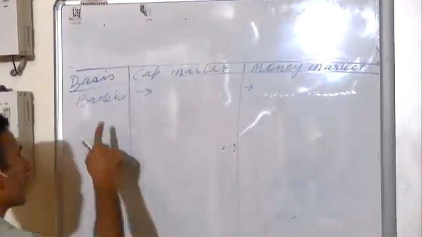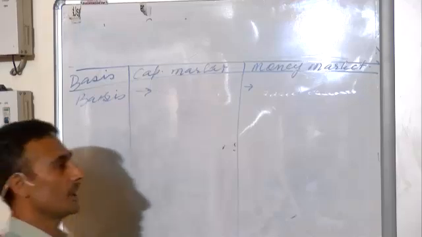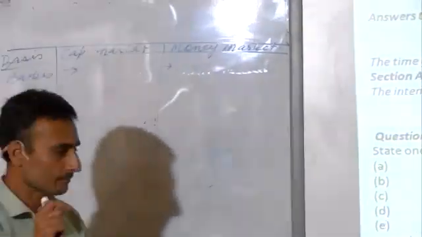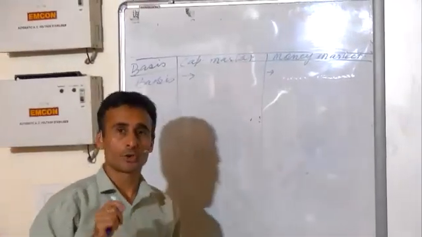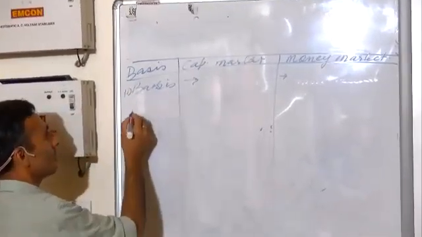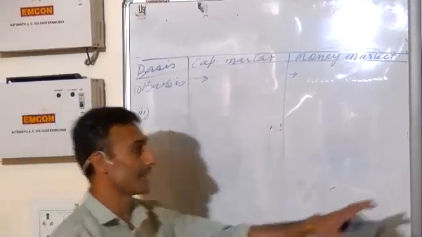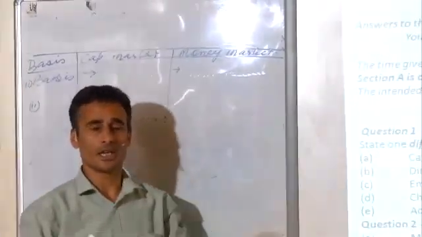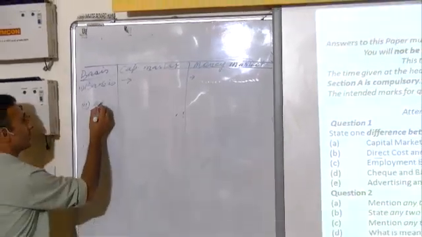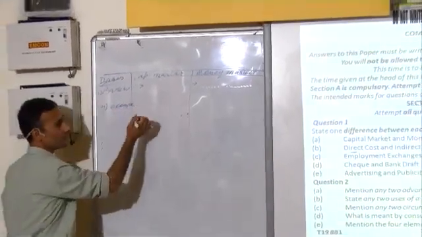And here it is mentioned state one difference, so you will write down only one difference. And if nothing is mentioned here, then you are advised to give 2 answers or 2 points, right? Number 1 here and number 2 here. If it is not mentioned how many points to give, then it's always advisable to give 2 points. So next, in the next part, you can write down the examples here, right?